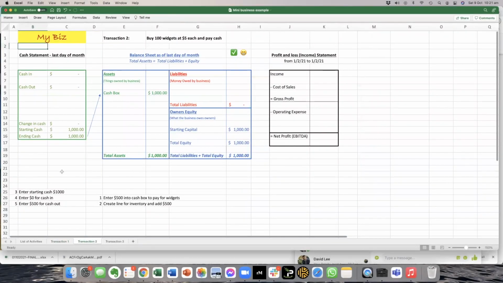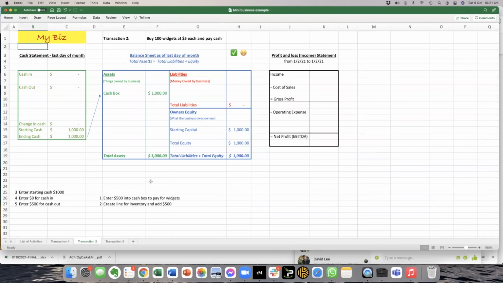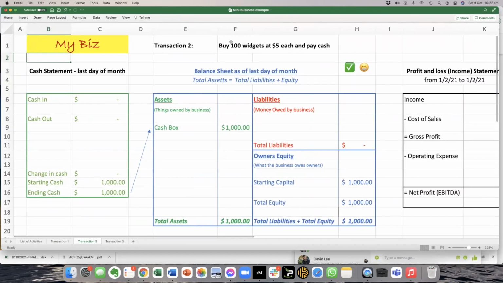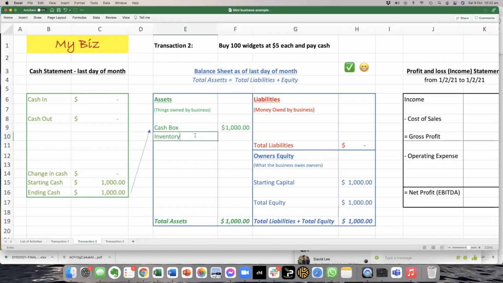Transaction 2. So what has happened here, everything has been transferred across. And this is what happens with your books. Xero and MYOB and all that do all that sort of stuff automatically in the background. So transaction 2, we go out and we buy 100 widgets at $5 each and we pay cash. So what does that look like? If we've got 100 at $5, that means that we've just spent $500. And where has that $500 gone to? To the widgets. And we're going to call that inventory.